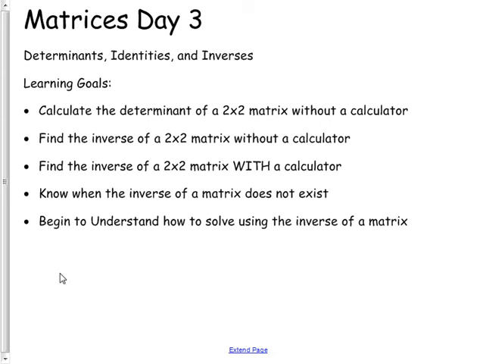Okay, so you're learning three things about matrices today: determinants, identities, and inverses. Actually, there's a fourth thing. At the very end, you have to learn how to solve an equation that has a matrix in it. All right, so here we go.